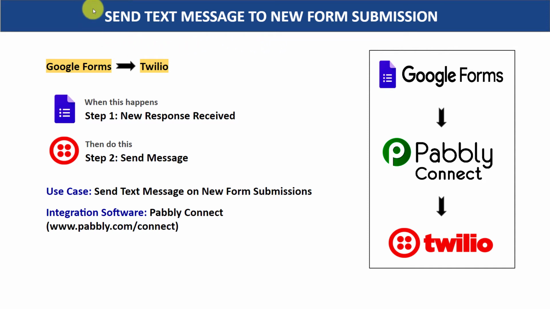Hello everyone. In this video we will learn how to send a text message on a new form submission. Imagine you are using Google Forms to collect leads and a lead called John has been generated from Google Forms. You have John's name, email address and of course the phone number. You want to send a confirmation SMS to John.